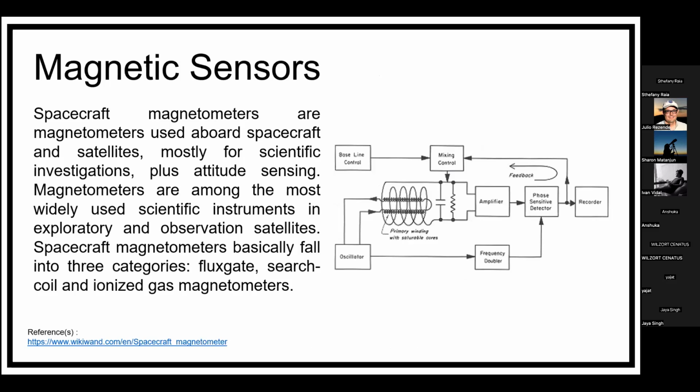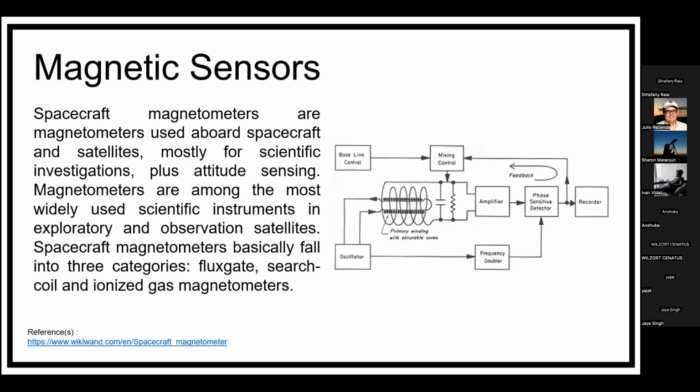So the next one is magnetic sensors. These magnetic sensors are not so well developed as compared to the other sensors that we have talked about, but their use is growing. For example, Jupiter's magnetic field has recently been mapped using a series of flux gate magnetometers on board the Juno spacecraft.